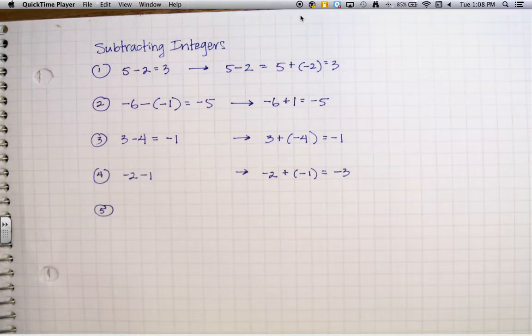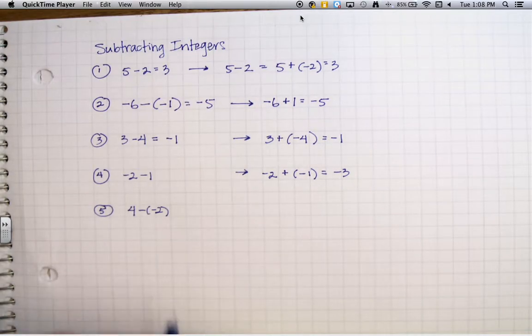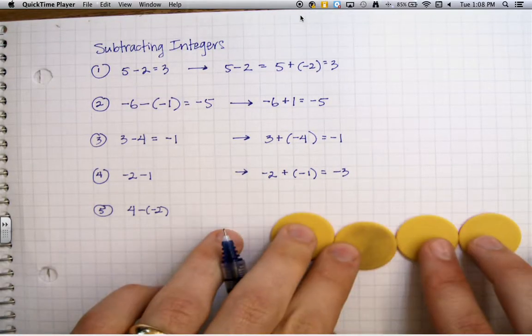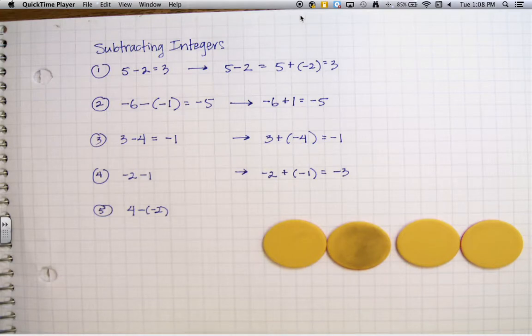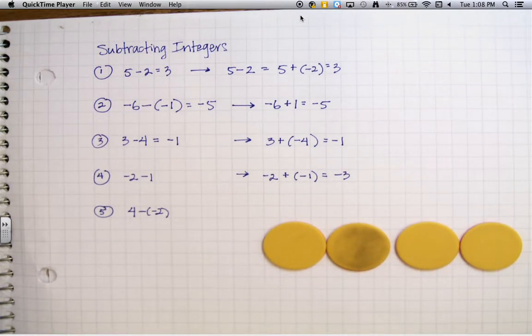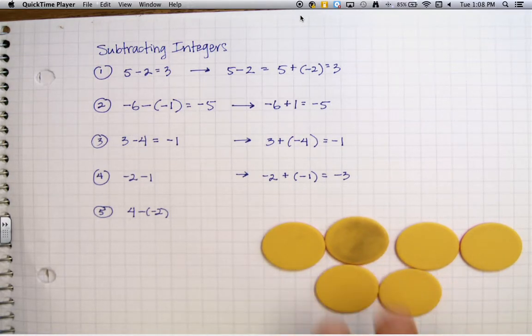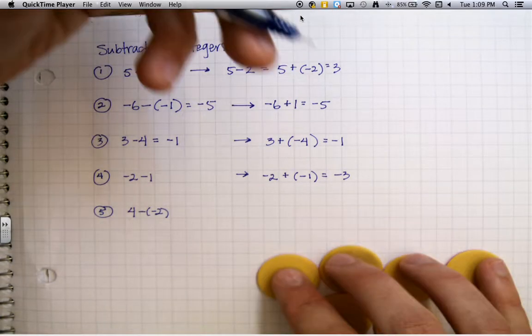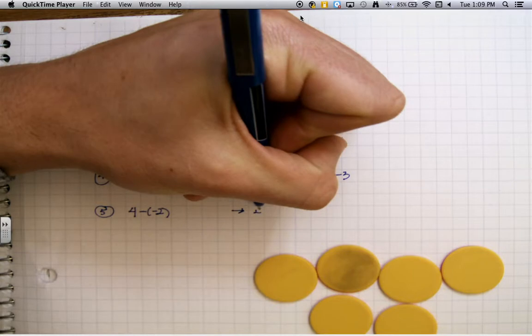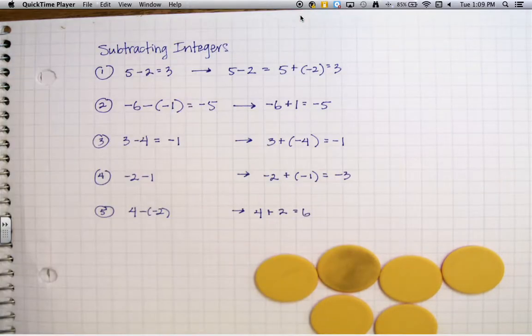I'm going to take 4 minus negative 2. So in my takeaway model, I should start with 4 positives. From there, I should take away 2 negatives. I don't have 2 negatives to take away, but I'm making the argument that I could add in the opposite of whatever I was supposed to take away, which means I could add in 2 positives. So mathematically, this is equivalent to 4 plus positive 2, which is 6 positives.